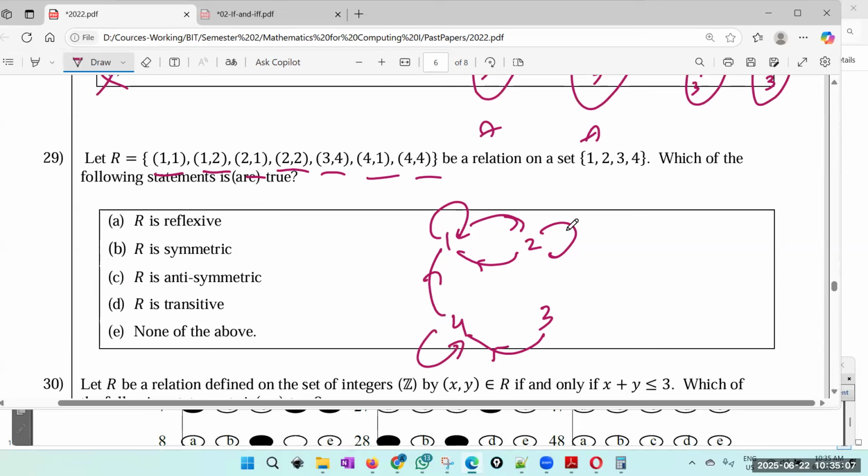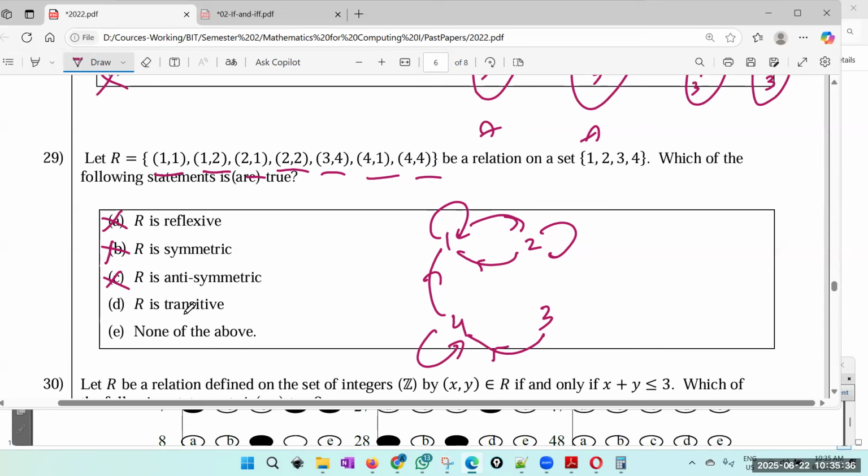It is not reflexive because 3 is not related to 3. It is not symmetric because there's 3 to 4 but no 4 to 3, and there's 4 to 1 but no 1 to 4. Antisymmetric means whenever there is A to B, there must not be B to A. But you can see there's 1 to 2 and 2 to 1. So therefore, it is not antisymmetric. It violates that also. It's neither symmetric nor antisymmetric.